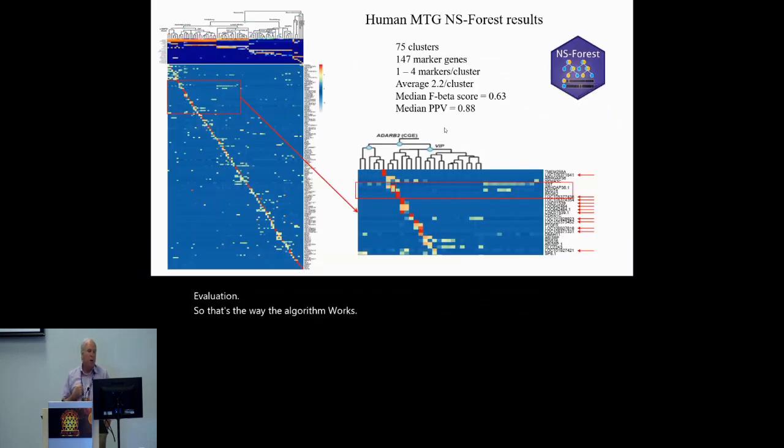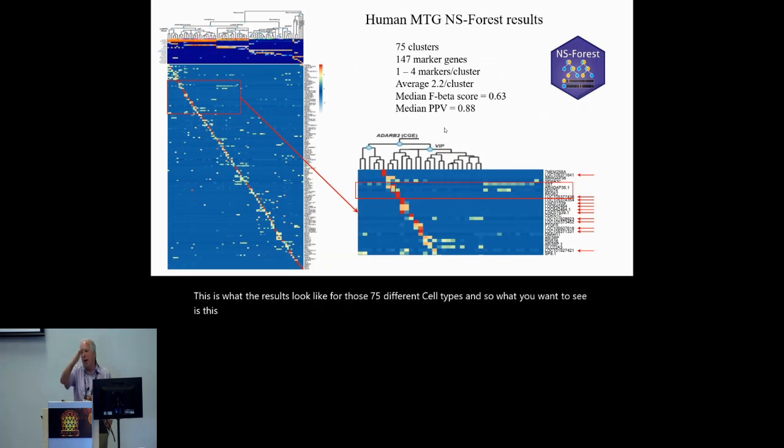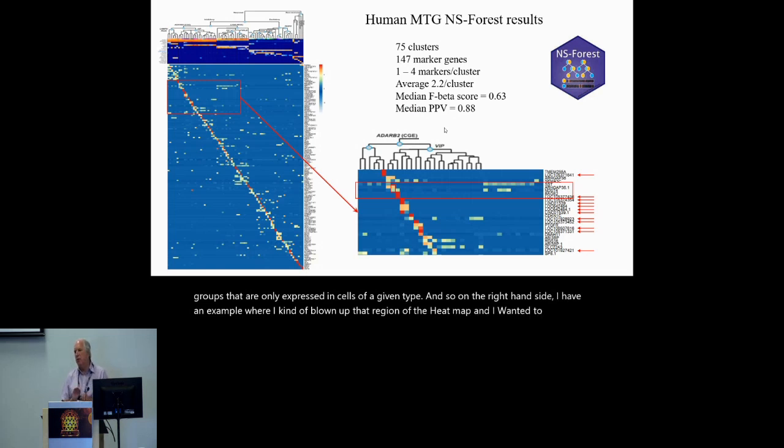And this is what the results look like for those 75 different cell types. What you want to see is this nice, clean, diagonal expression pattern where you have individual genes or gene groups that are only expressed in cells of a given type. On the right-hand side, I have an example where I blew up that region of the heat map, and I wanted to highlight an important feature of this approach.